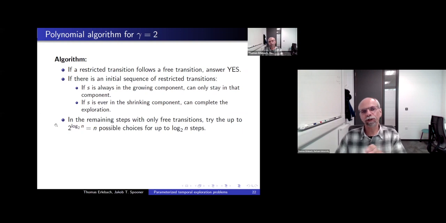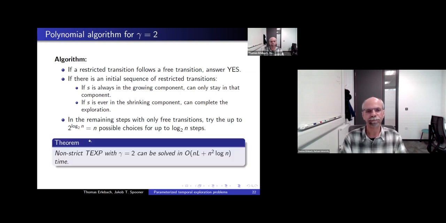If we have these growing components and then free transitions, then we only need to try all possible temporal explorations for up to log n steps of these free transitions. There are only n possible choices. We can enumerate them and check whether one of them explores all the remaining unvisited vertices. So this gives us an algorithm with running time O(nl + n² log n) for non-strict temporal graphs.